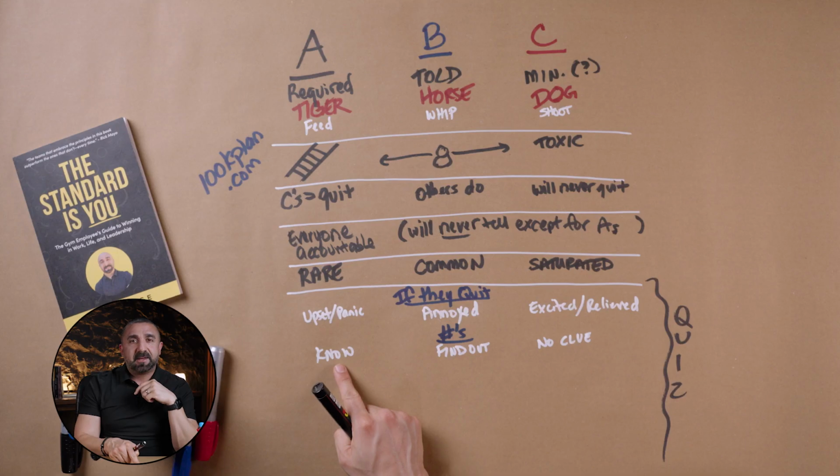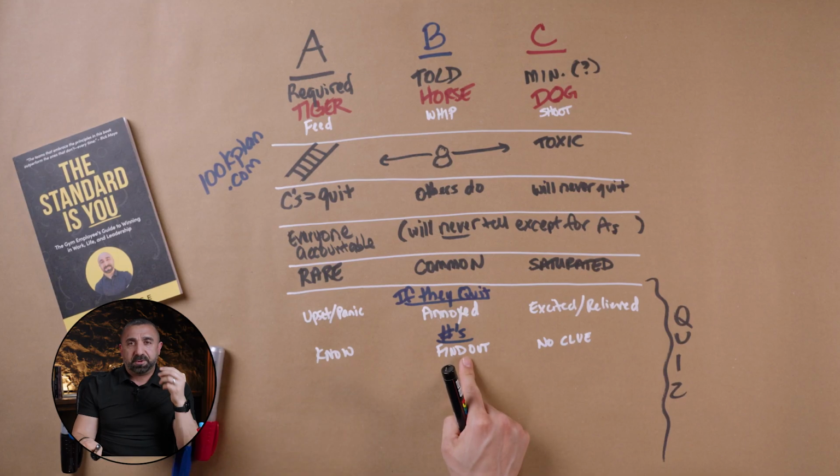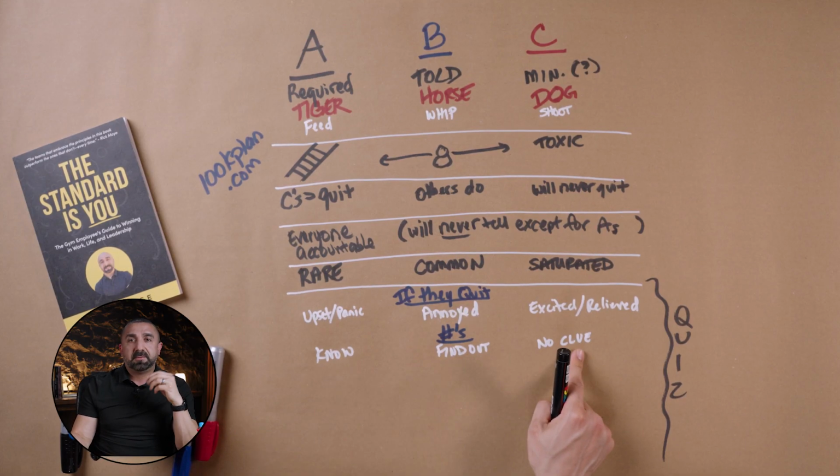So you could ask all of your people right now some metrics that you think they should know based on their job, and you say, hey, where are we at with this right now? They got it, they're an A player. Let me find out, they're a B player. Oh, I don't know, they're a C player.